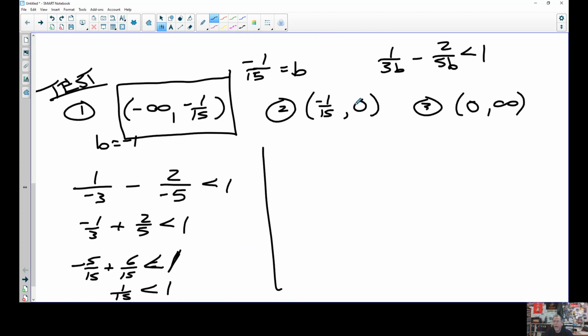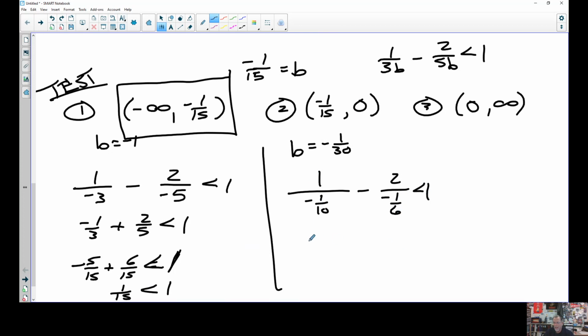Between negative 1/15 and 0. I'm going to pick something that works out nicely. I'll say negative 1/30 would be between there, right? It's smaller, and 30 has nice divisors with this. So I'm going to say b equals negative 1/30 and put that in here. So that would be 1 over 3 times negative 1/30, which is a negative 3/30, which is a negative 1/10, minus 2 over 5 times this, which would be a negative 5/30, which is a negative 1/6. And we want to see, is that less than 1?